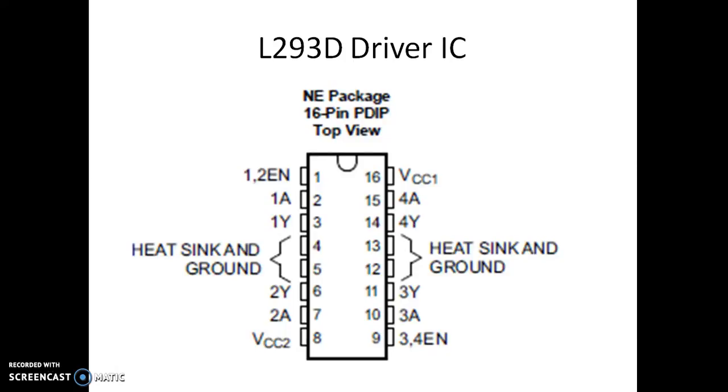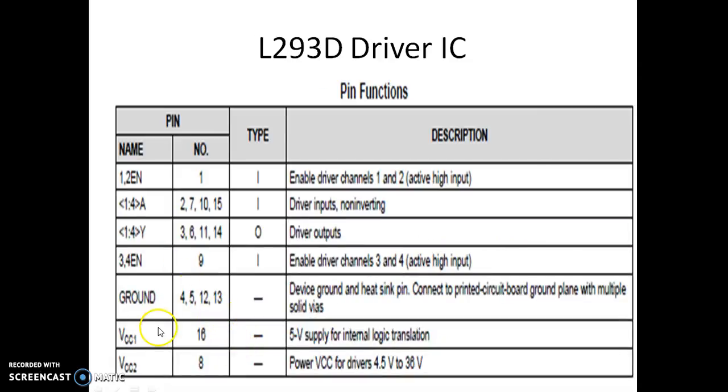As we discussed in the previous case, this L293D has 4 non-inverting buffers. A1 and Y correspond to the input and output of the first buffer. This is again the input and output of the second buffer, this is for the third, this is for the fourth, and we have 2 enables for a pair of channels, and 4 heat sinks, and correspondingly 2 voltage sources, VCC1 and VCC2. VCC1 is for the internal logic operation, which requires just 5 volts, whereas VCC2 purely depends on the driver that you are driving.